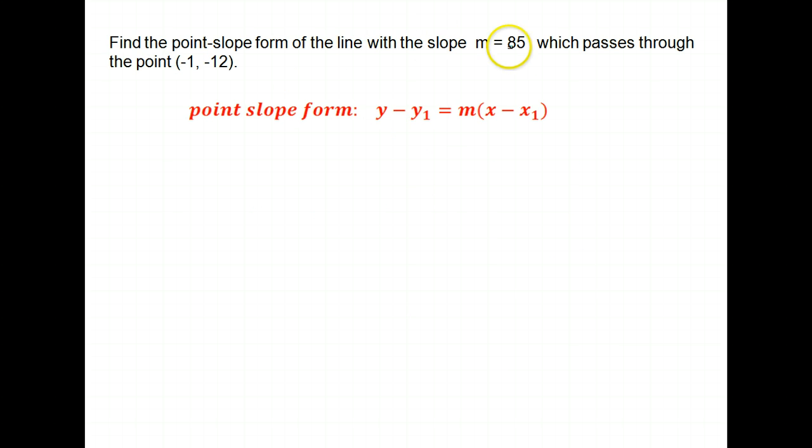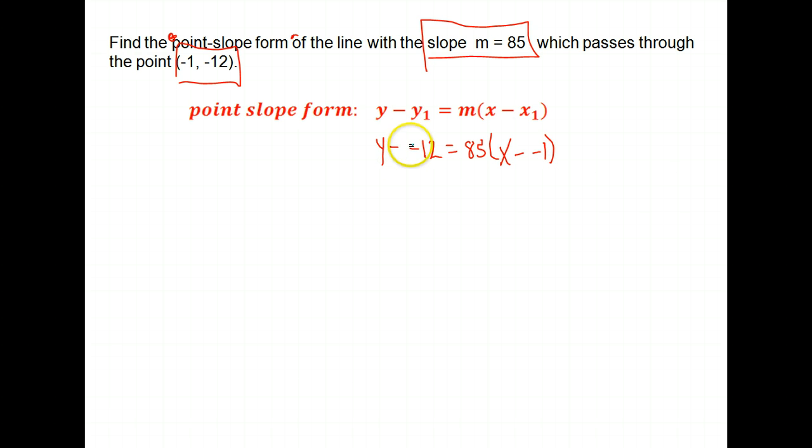All right, let's go again. So again, it wants the point slope form of the line, where our slope m is 85, and we're going through the point -1, -12. Again, you just put the numbers into the formula here. So y minus the y from our point, which was -12, equals, and you'll want to watch that, it's easy to mix up your x and y, so watch that carefully, equals m, our slope of 85, times x minus the x from our point, which was -1.